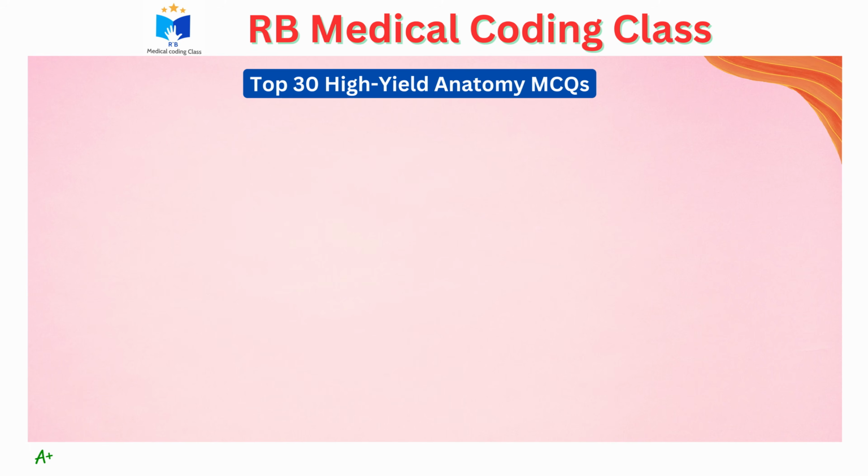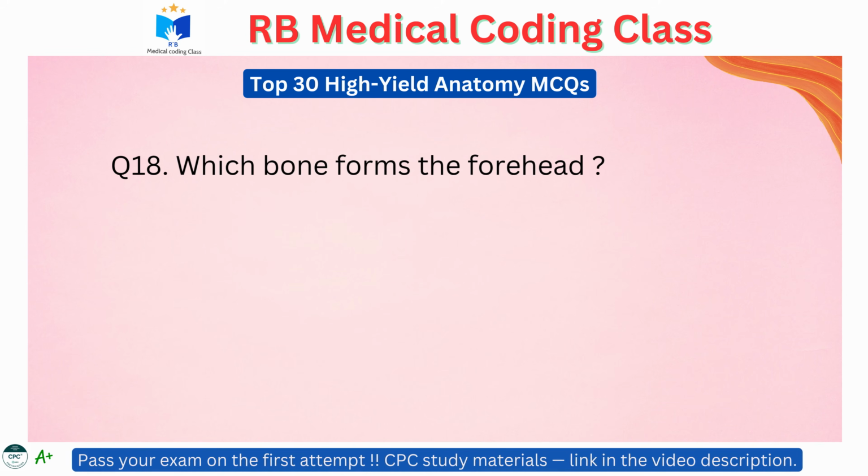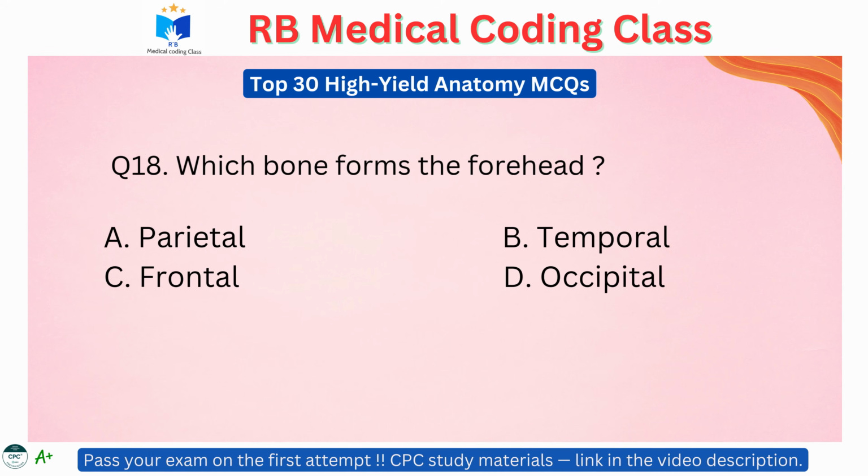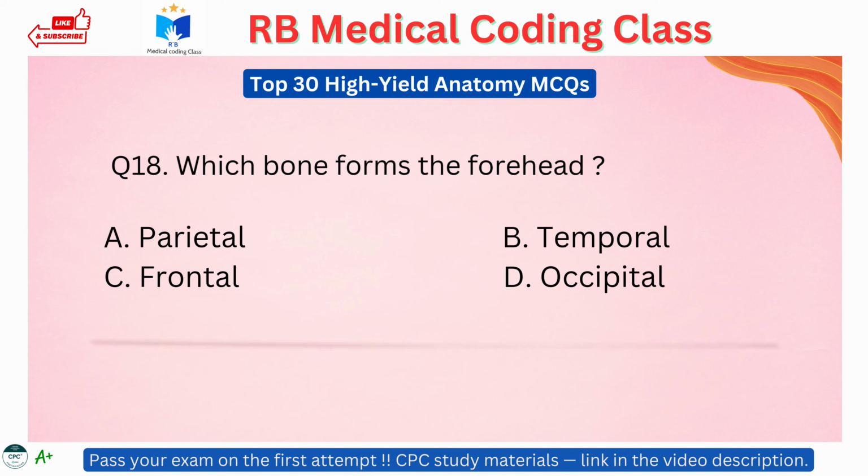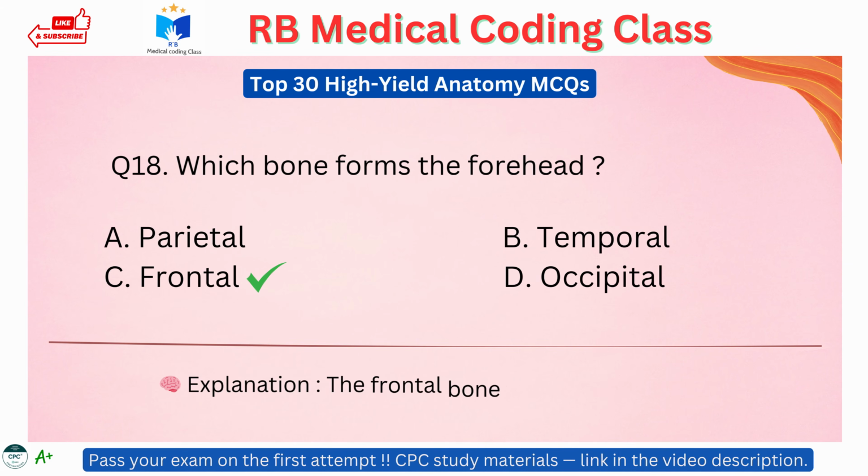Question 18. Which bone forms the forehead? A. Parietal. B. Temporal. C. Frontal. D. Occipital. Answer. C. Frontal. Explanation. The frontal bone forms the forehead.